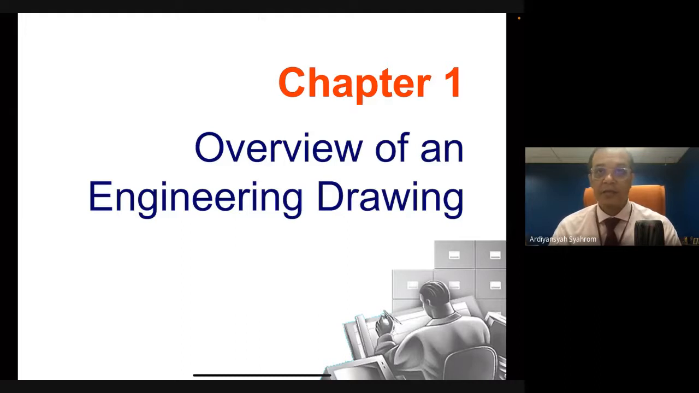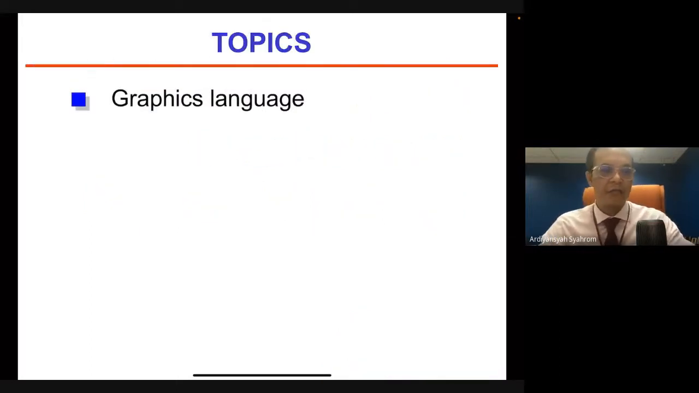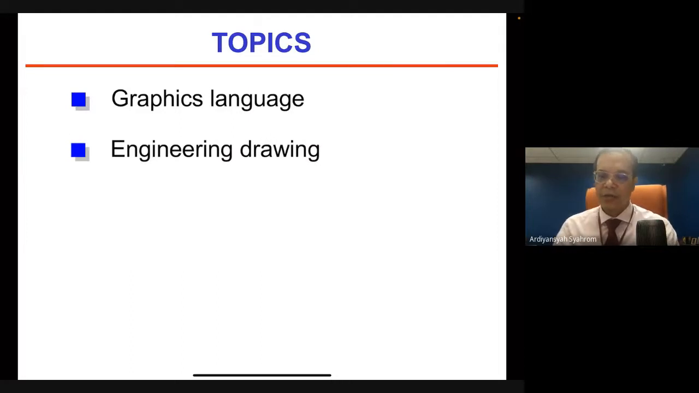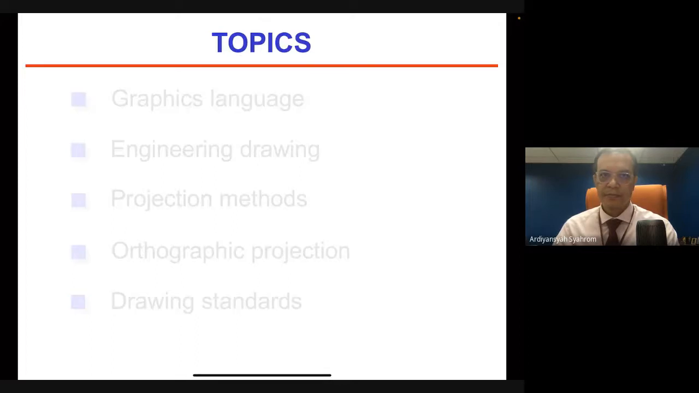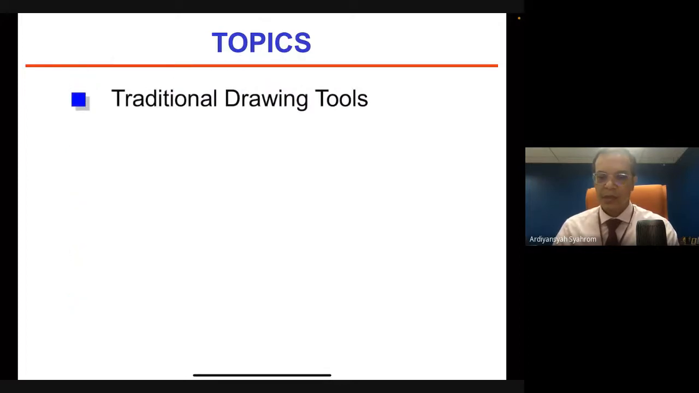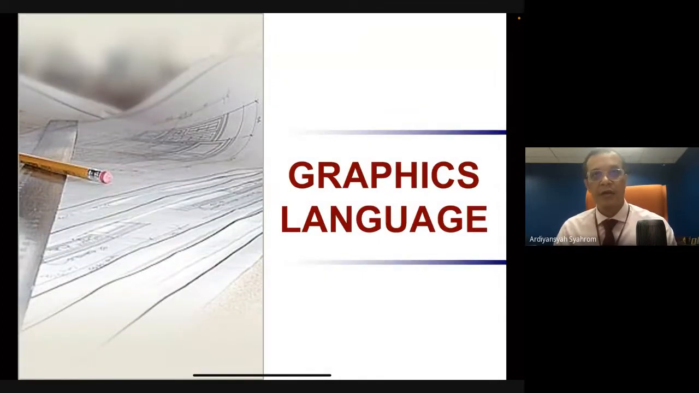Okay, we have chapter one, an overview of engineering drawing. These are the topics. The first is graphic language. Second is engineering drawing. Third is projection method, orthographic projection, drawing standard, traditional drawing tools, lettering, and freehand sketching. Okay, we go to the first, graphic language.